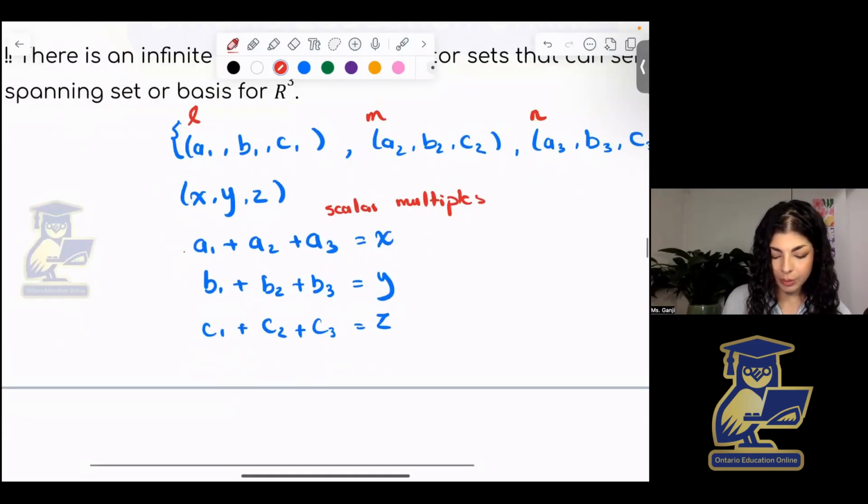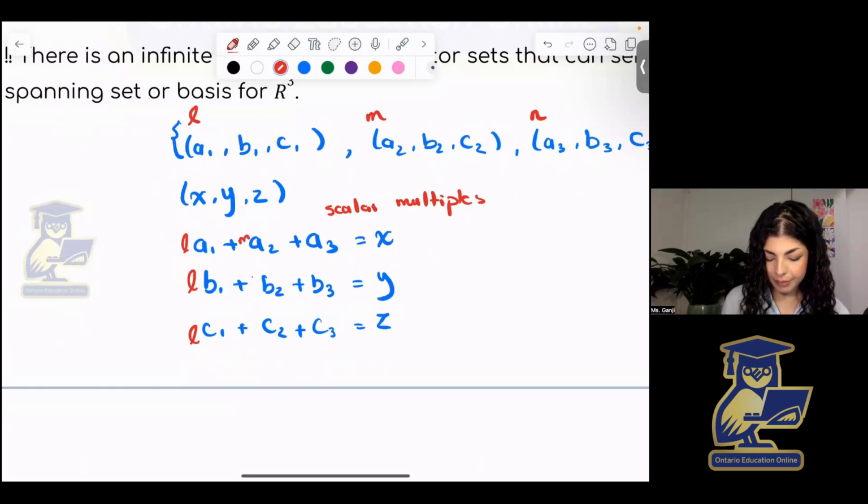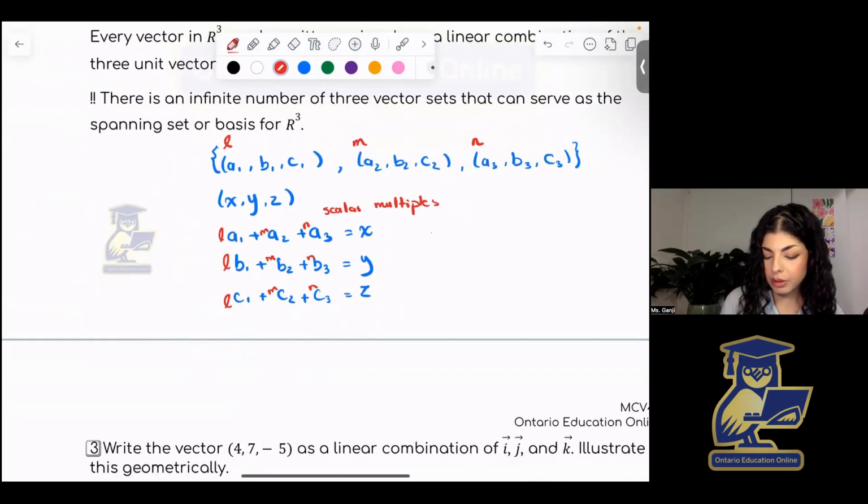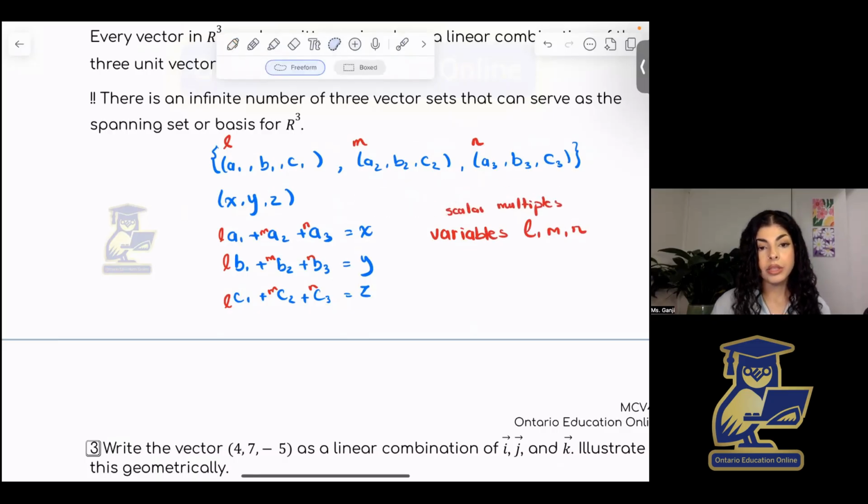There we go. So then this will be L, L, L, M, M, M, and then N, N, N. And remember, your variables are L, M, and N, which are your scalar multiples, because you are given A1, B1, C1, and A2, B2, C2, A3, B3, C3. So you're really trying to find three scalar multiples that will give you a generic X, Y, and Z.